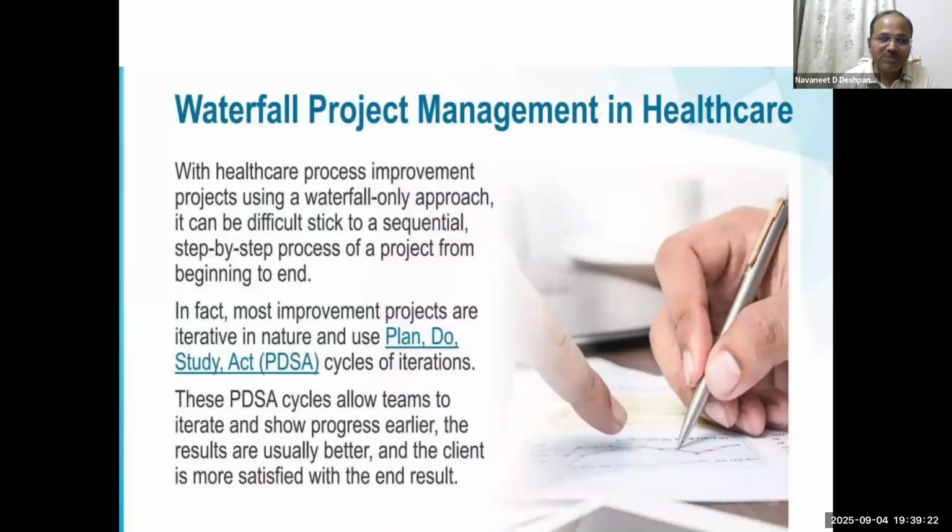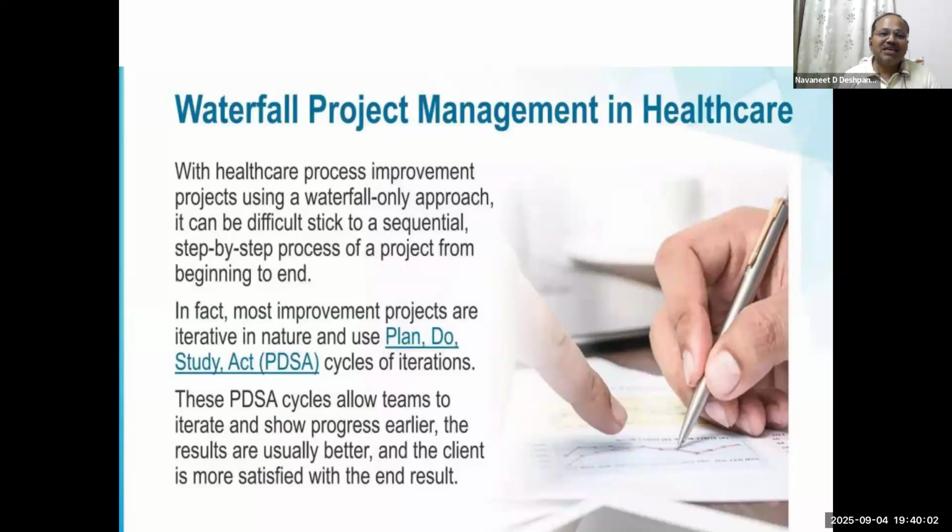With healthcare process improvement, a project using a waterfall-only approach can be difficult because it is a sequential step-by-step process from beginning to end. So you can adopt something similar to the PDSA cycle, which is adopted from Japanese technology. PDSA is very simple in terms of saying that all the commitment goes towards forming the committee and organizing all the resources in the planning stage. Then comes the doing stage, the same sequence as we saw previously for the waterfall. More or less the PDCA cycle and PDSA cycle are the same. They come with their sequence of iterations.